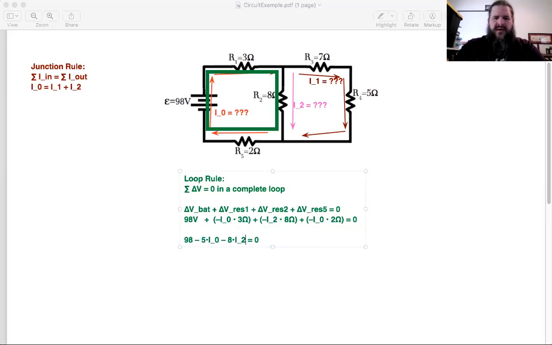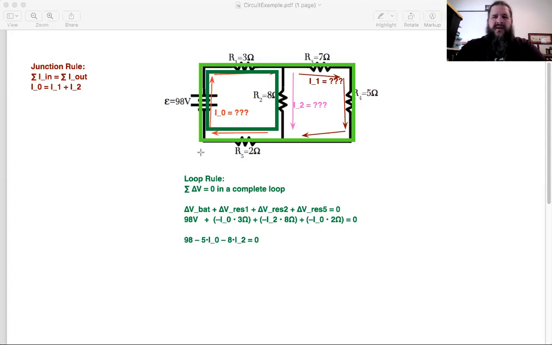But even if we combine like terms, what's the problem here? Why can't we solve this right away? Yeah, we've got two unknown values. And if you've got two unknown values, you're going to need more equations. You can address this by setting up another loop rule equation. Let's say you make the outer loop. So you'd have delta V from the battery plus delta V from resistor 1 plus delta V from resistor 3 plus delta V from resistor 4 plus delta V from resistor 5 equals 0.